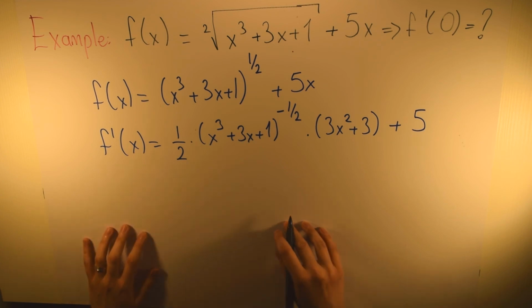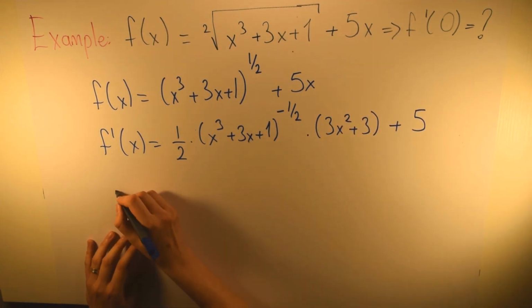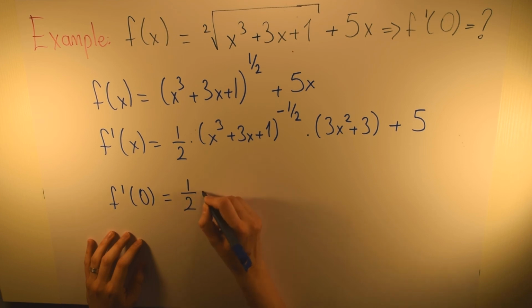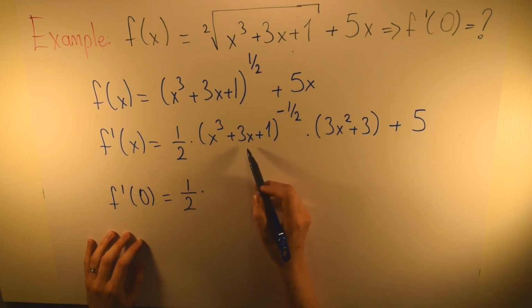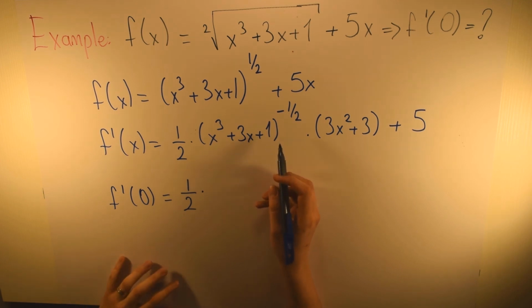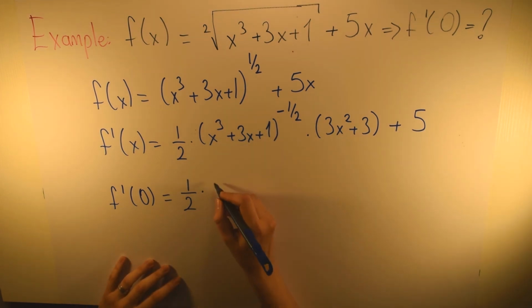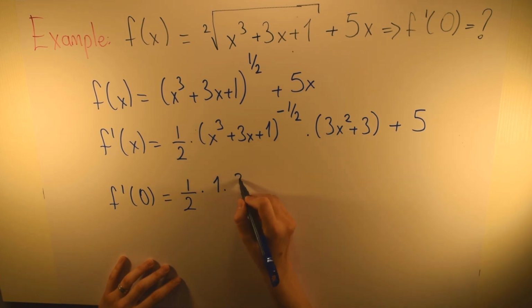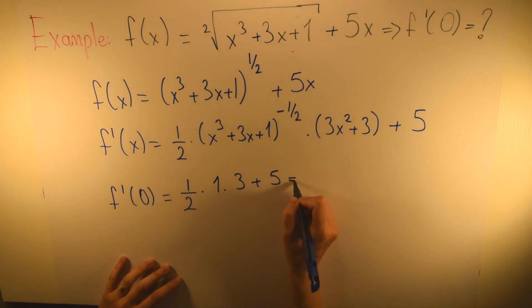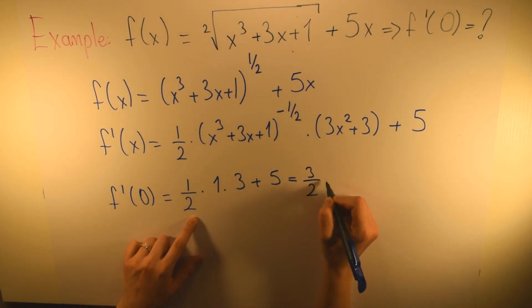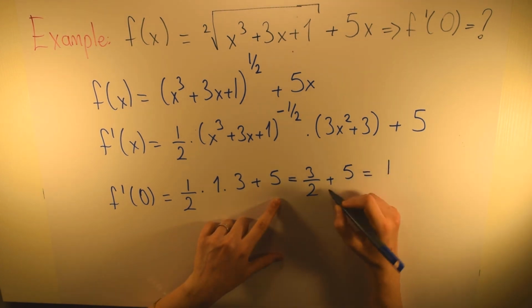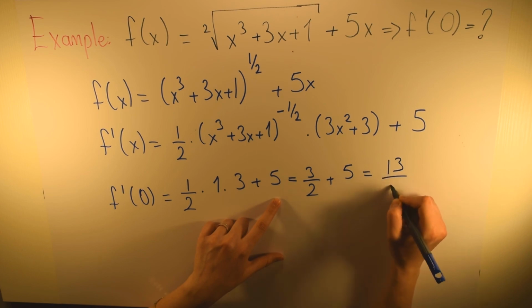So after that I can put 0 instead of x. So let's do that. The derivative of f of 0 is equal to 1 over 2 times, here we have 0 plus 0 plus 1, which is 1, to the power of minus 1 over 2, it's equal to 1, times, when I put 0 here, it's 0 plus 3, it's 3, plus 5. So here we have 3 over 2 plus 5, and this is all equal to 3 plus 10, it's 13 over 2.